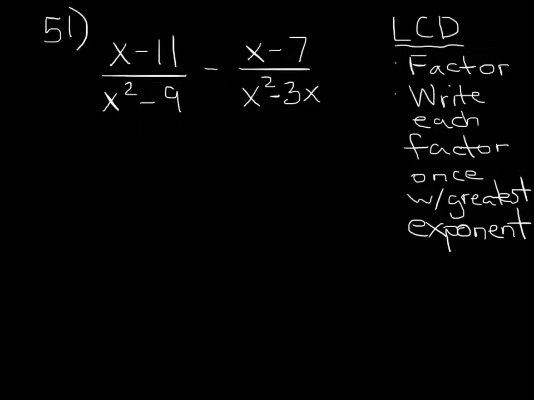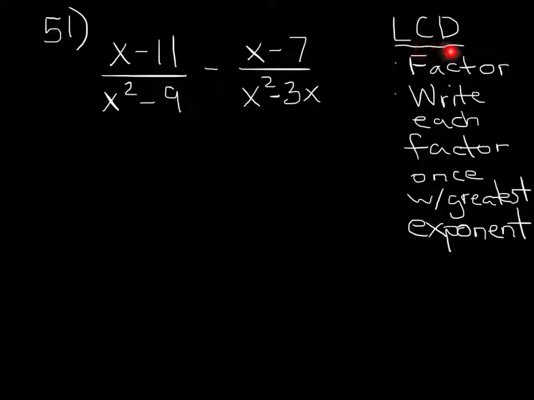Okay, well here I am working out problem number 51 on page 268. So I'm going to review the process of subtracting rational expressions. When I first look at these two rational expressions, I notice that the denominator here is different from the denominator of the second rational expression. So I need to make it such that I have a lowest common denominator.